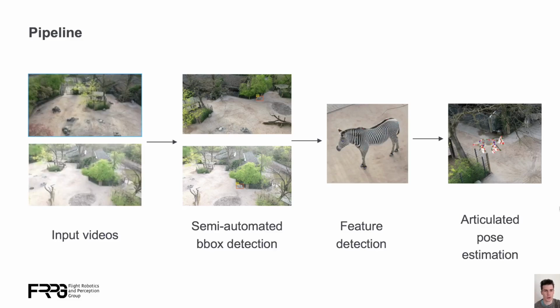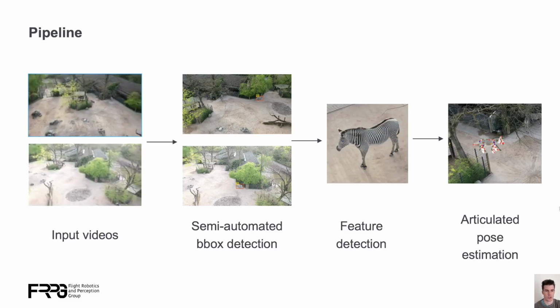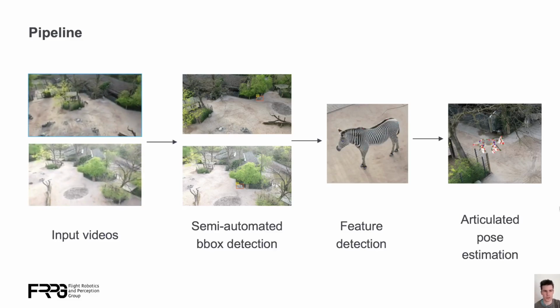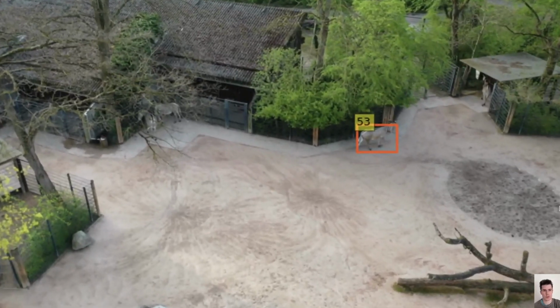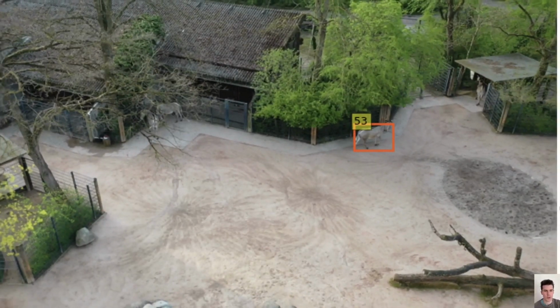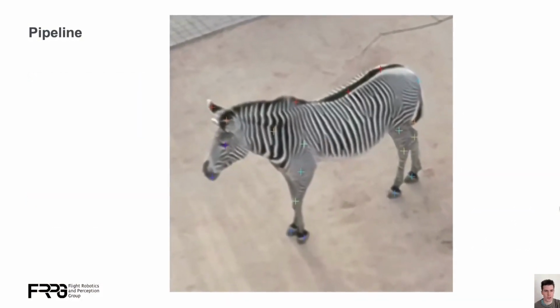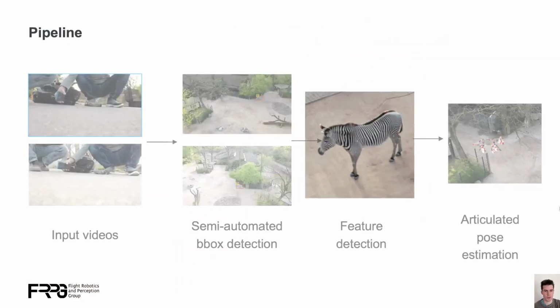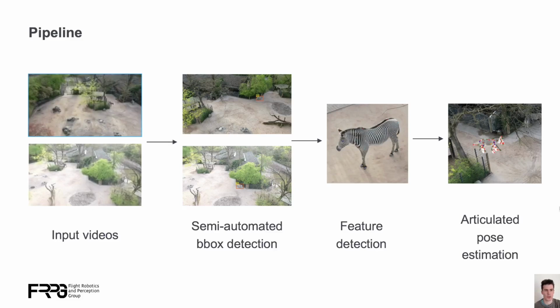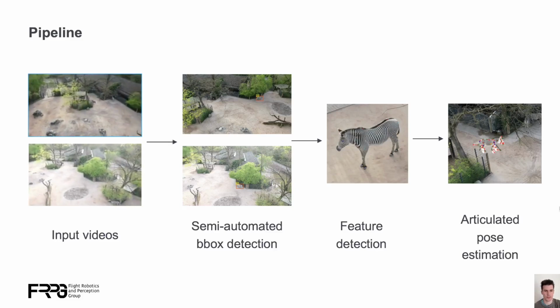Next, I would like to talk about the pipeline we created for pose estimation. Videos from several cameras are used as an input. After synchronization, semi-automated bounding box annotation is performed. Next, 2D animal features are extracted. Finally, articulated pose estimation is performed. I will now talk about each of these steps individually.